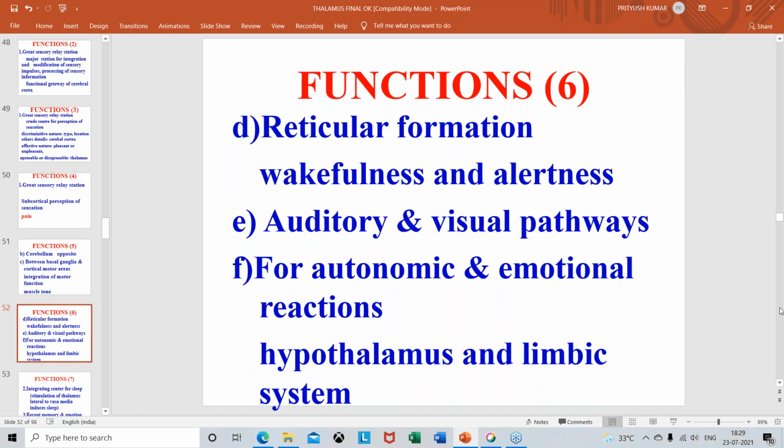Then the thalamus is also important for the reticular formation, wakefulness, and alertness. It is also important for the auditory and the visual pathways. It is also important for the autonomic and emotional reactions, as it is connected with the hypothalamus and the limbic system.